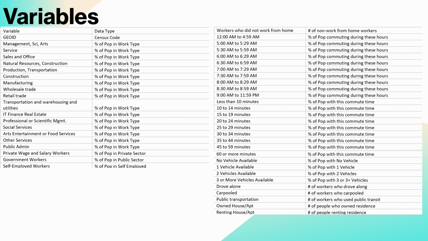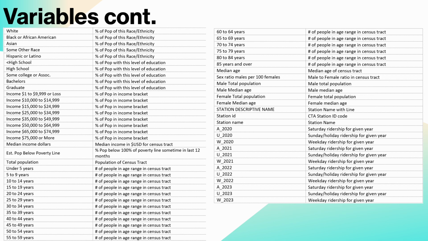These are the kind of variables you can see here. There's a lot of them, but you'll see they all relate back to one of those 4 categories. So we have occupation status or type in the front, and then we have commute, housing they have, income, education, etc. And then these last ones here are historical ridership data. So A 2020, you see here, it's Saturday ridership for the given year. So that's Saturday ridership for 2020, and those are averages.